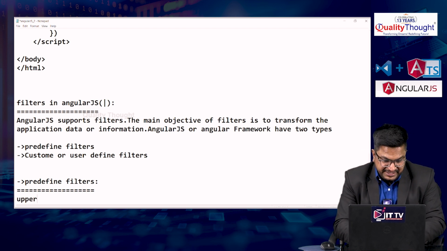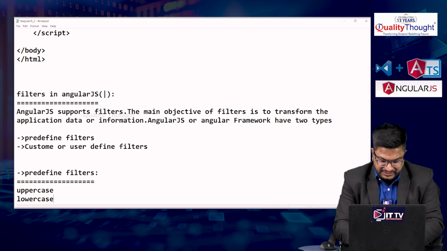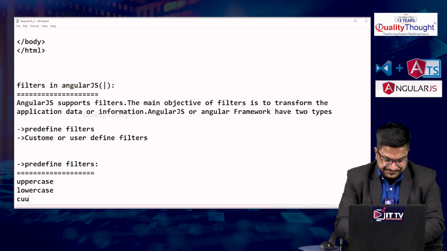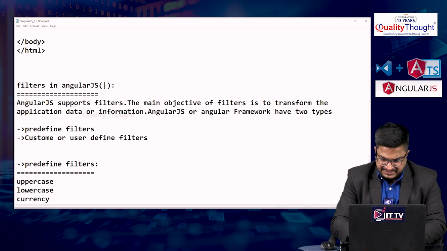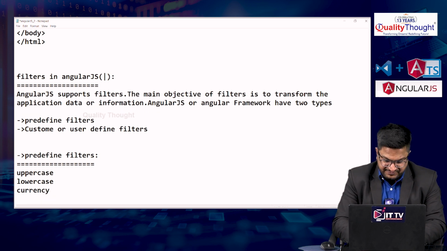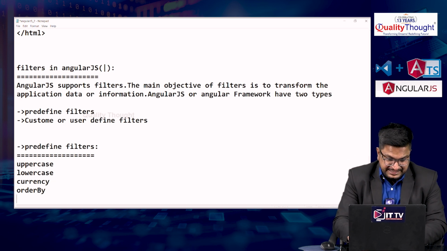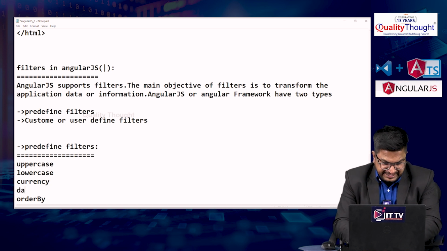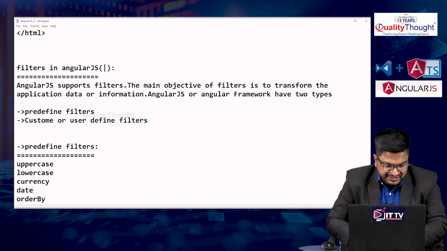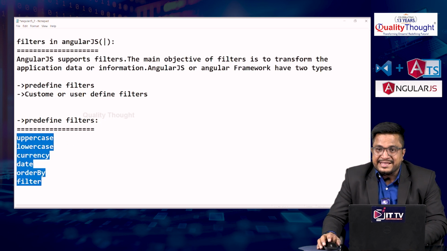First one we have, guys, uppercase, and lowercase. Next one we have currency. Next one, very important, orderBy. Next one we have filter. After currency we have the date filter also. These are the predefined filters present in AngularJS.